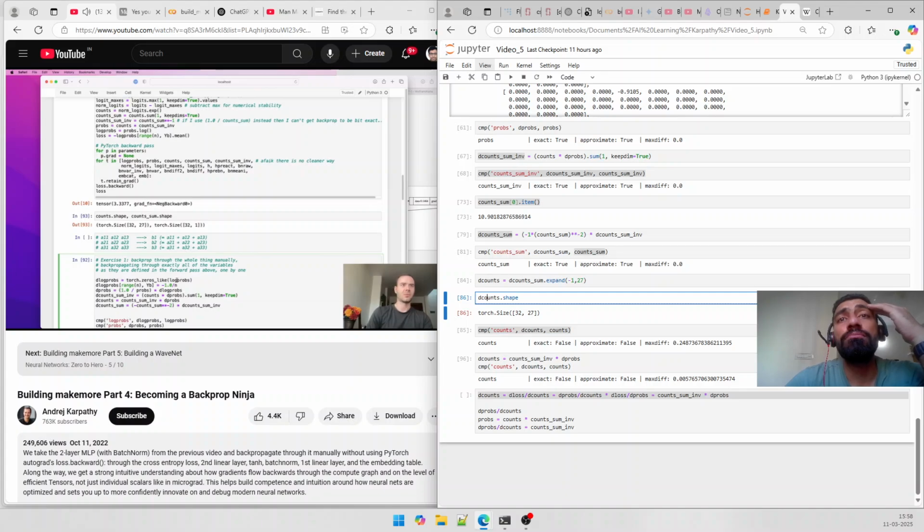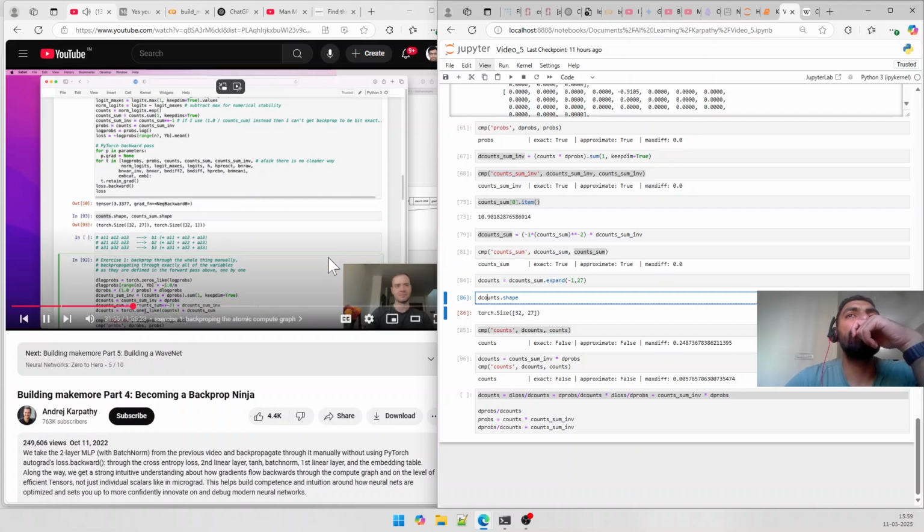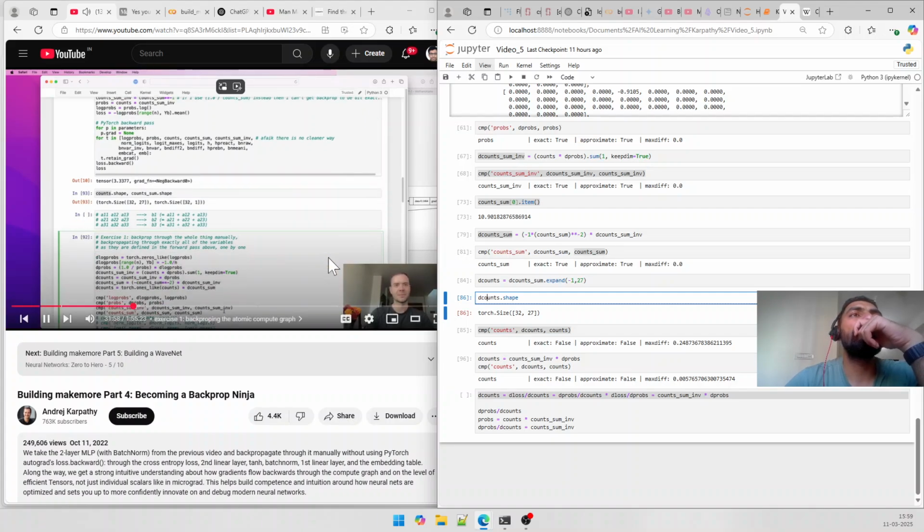But I think maybe one clean one is that d counts is simply torch.ones_like, so just a two-dimensional array of ones in the shape of counts, so 32 by 27, times d counts sum. So this way we're letting the broadcasting here basically implement the replication. You can look at it that way.